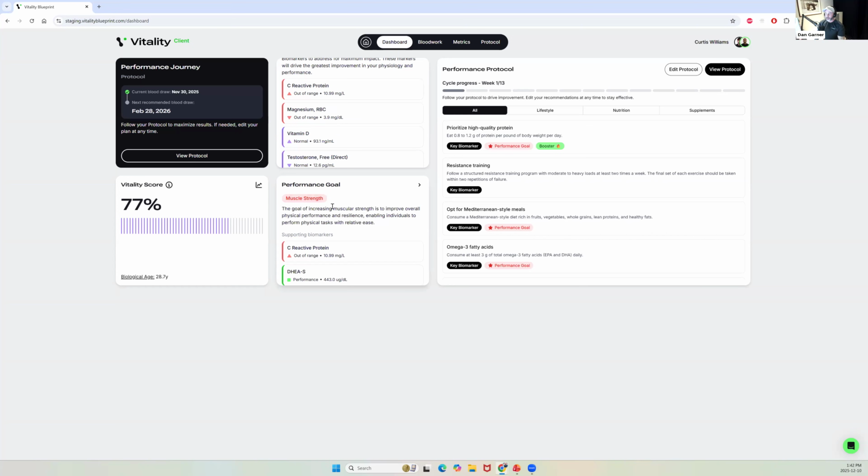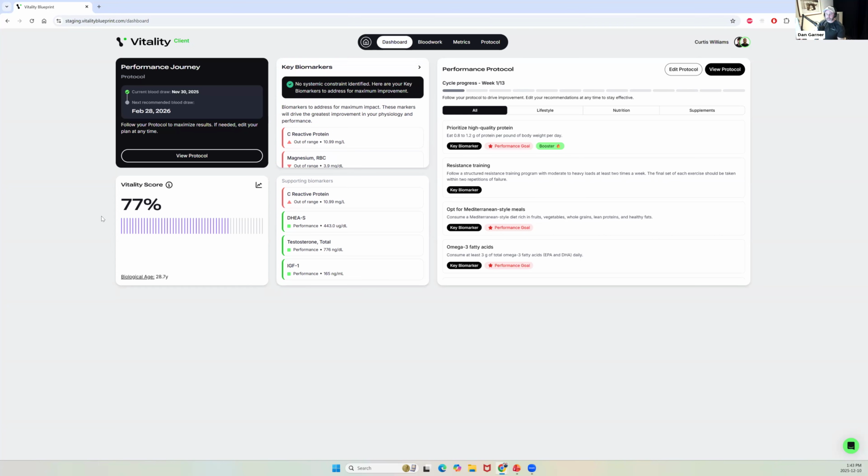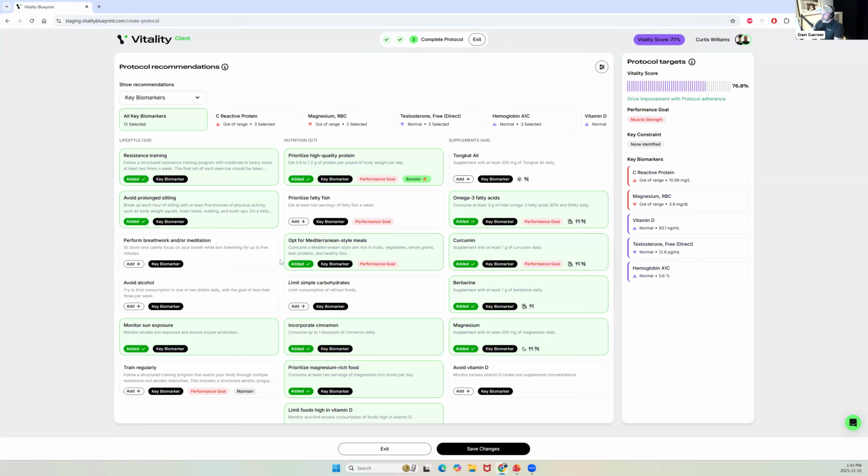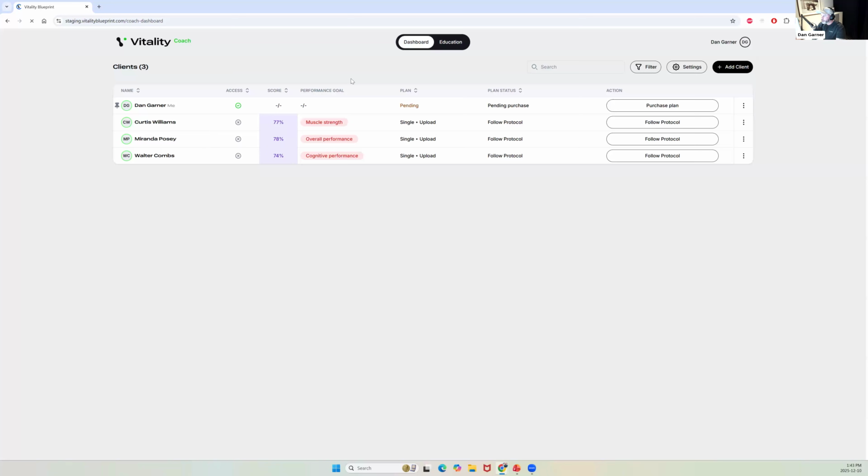His performance goal was muscle strength, so he has his own unique biomarkers to follow. One of them was critically wrong, C-reactive protein, which creates anabolic resistance, even in younger populations, let alone older populations. But let's just go to the protocol page here and I'll show you. So when you're going through this, oh, darn it. Actually, I'm going to show you on someone else. That's going to make more sense.